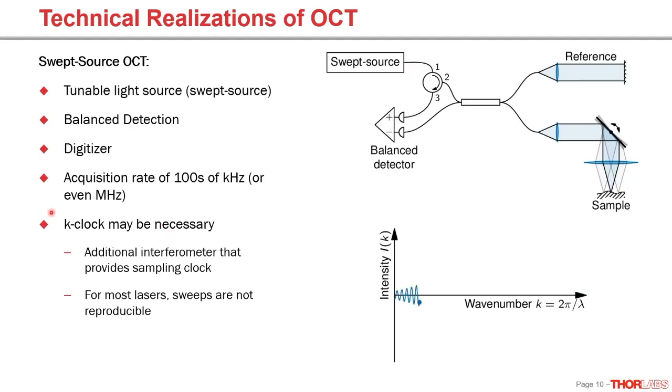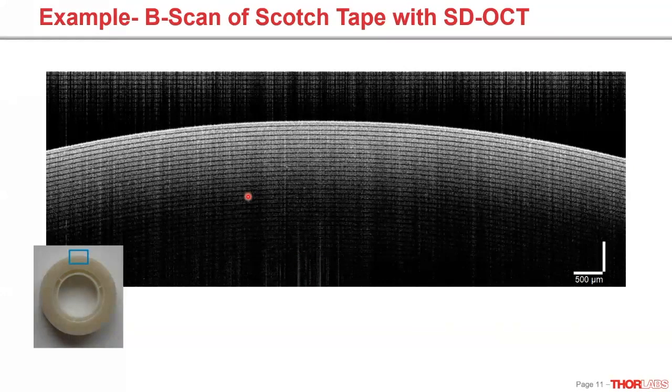But what may also be necessary is a so-called K clock. Basically, that's a second interferometer that gives you the points where you need to do the sampling. Since for most lasers, these sweeps are not really reproducible, and you need to know when to acquire the next data point. A second interferometer will tell you that, which has a fixed wavelength in a Mach-Zehnder configuration, usually at least. And this is what an example of a B-scan of Scotch tape will look like.